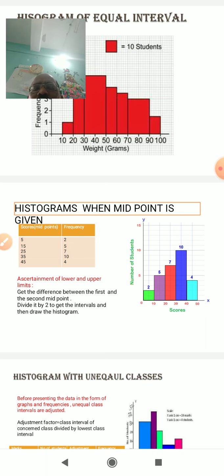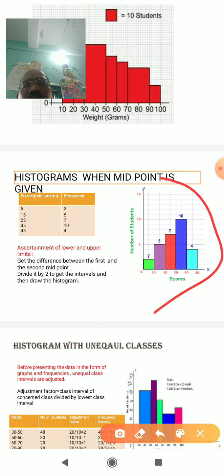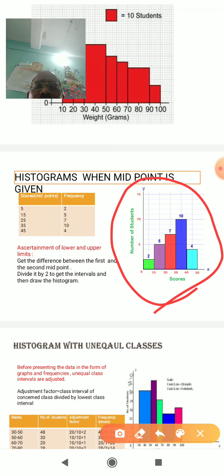to class intervals. And what is this adjustment factor? The adjustment factor is the difference between the first and second midpoint divided by 2, and we get the class intervals and draw the histogram. On the basis of this method, we have to draw the histogram, and that is called the histogram when midpoint is given.